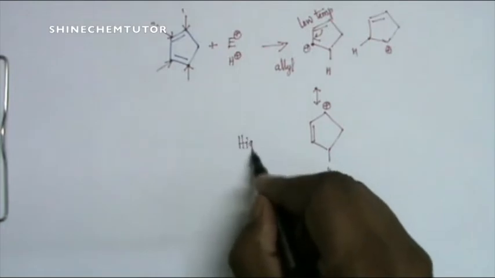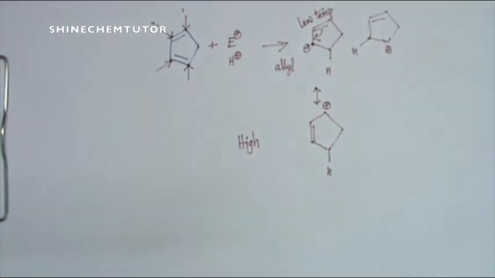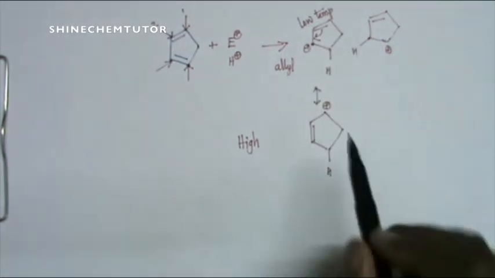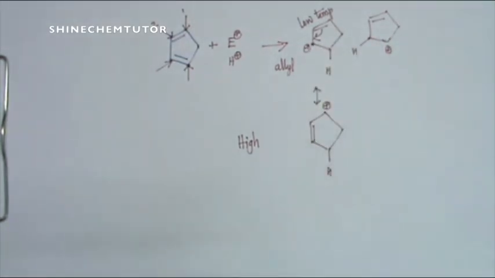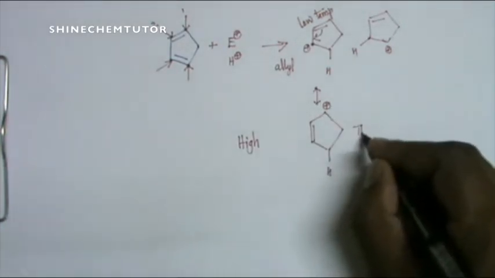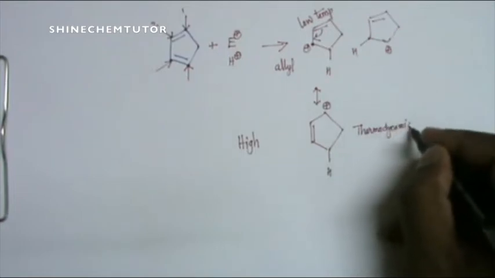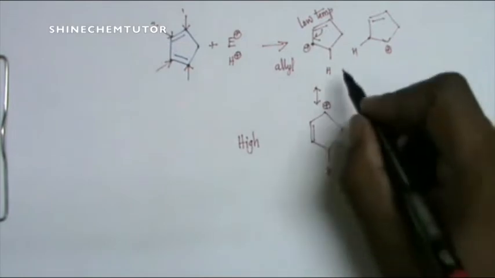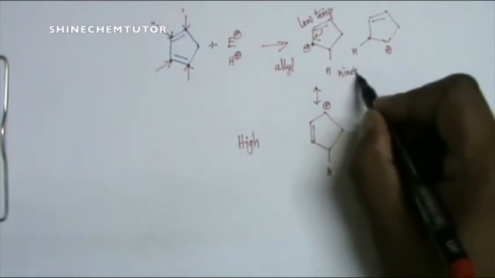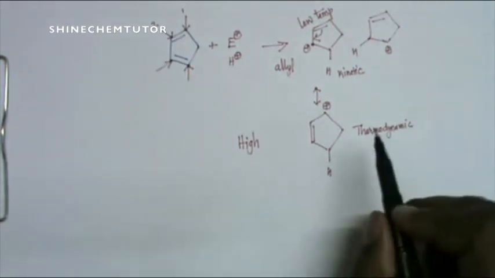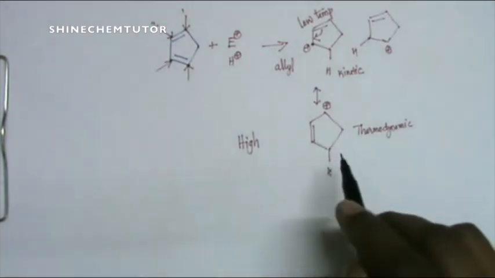If you go for high temperature, this bond will migrate fast. Because of that, we will get this carbocation also, and the nucleophile will attack here. So this is referred to as the thermodynamic product, that is, the more stable product. This one is the kinetic product. So at low temperature, we get addition to the 1,2 carbon. When we go for high temperature, we get 1,4 addition.